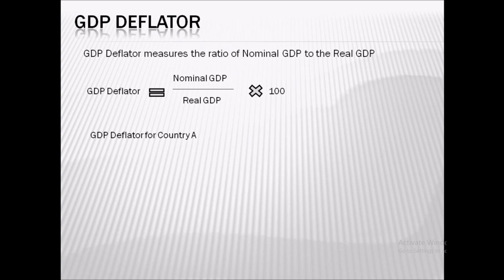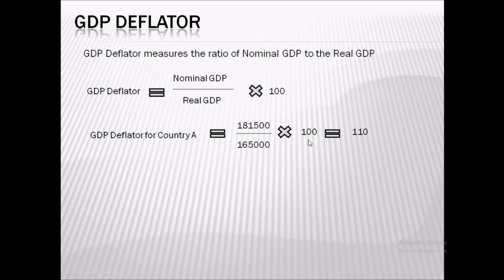So let's calculate the GDP deflator for country A. Nominal GDP is 1,81,500 divided by 1,65,000, which is the real GDP, the whole multiplied by 100. So the GDP deflator for country A is 110. So GDP deflator, as I said, is a true reflection of the productivity of the country.